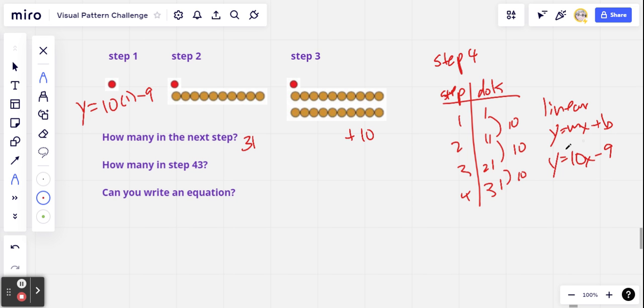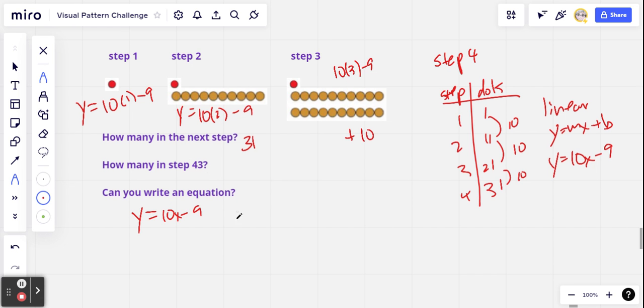Let's test this new equation, y equals 10x minus 9, with step 2. So y equals 10 times step 2 minus 9. So that would be 20 minus 9, that's 11. That's how many are here. And in step 3, it would be 10 times 3 minus 9. That would be 30 minus 9, that's 21. That's how many there are in step 3. So our equation is y equals 10x minus 9.